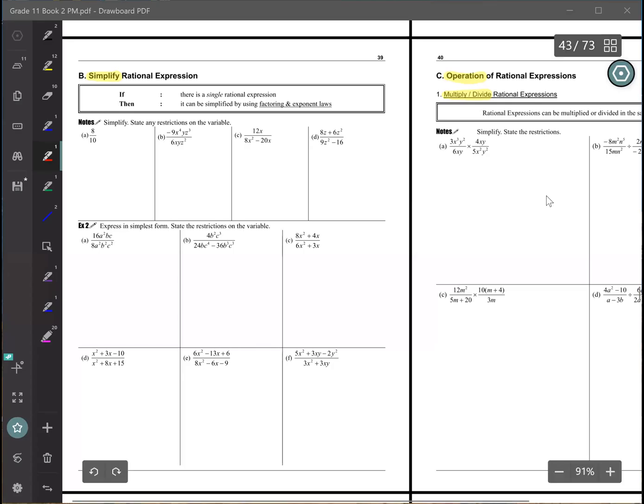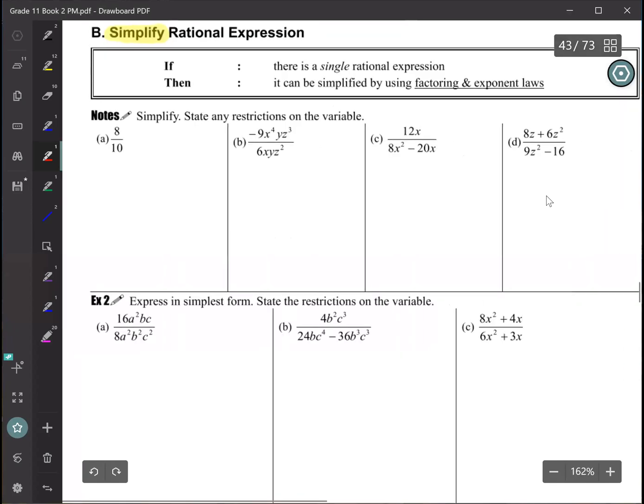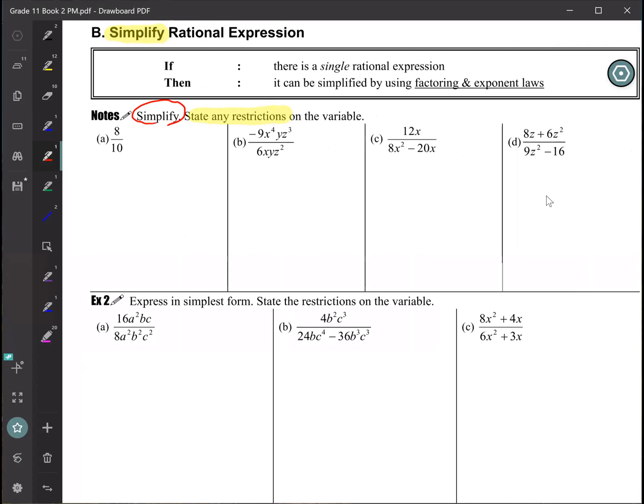So before the break, we went over how to get restrictions. Okay, so every question from now on, they will all have "state any restrictions" at the end. So after you simplify, right, now the focus is on simplifying. But then after that, you need to write restriction for each question. Okay, same with your homework.